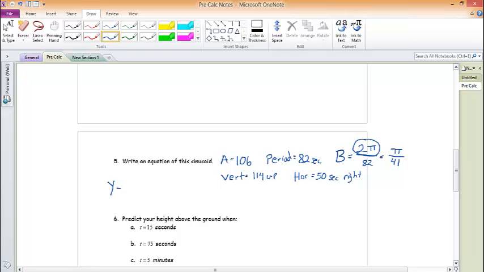Now I'm going to do this in a cosine because I'm in a cosine mood, and that's kind of what the graph looked like in my opinion at least. So we're going to start off with our vertical shift of 114 plus my amplitude of 106 times the cosine of our constant b, so pi over 41, open parentheses, x minus 50. Now, go ahead and pull out your graphing calculators, your TI-84s or 83s, and type this into a y equals on your graph.